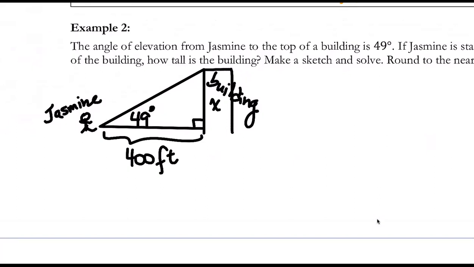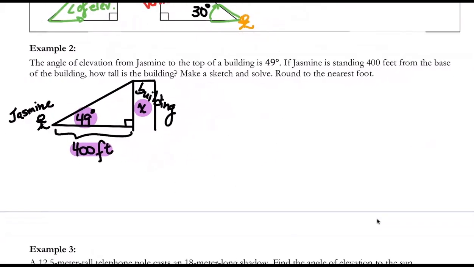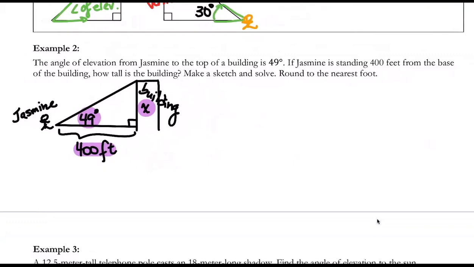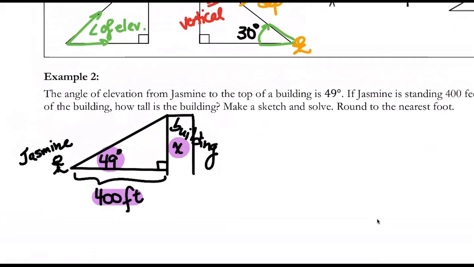Okay, so I'm going to highlight the stuff that I just marked on the diagram. So we have 49 degrees. We have the 400 feet, and then we have the x. So we're looking to use trigonometry. This is a right triangle. Okay, so we can say, and let me remind you, sine is opposite over hypotenuse, cosine is adjacent over hypotenuse, tangent is opposite over adjacent.